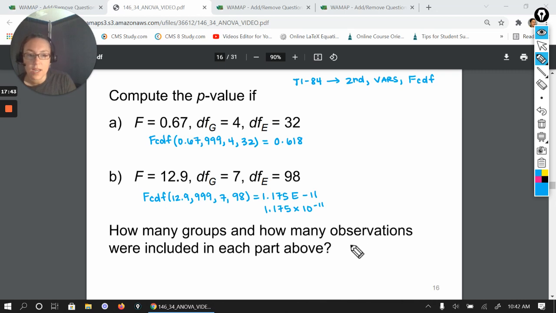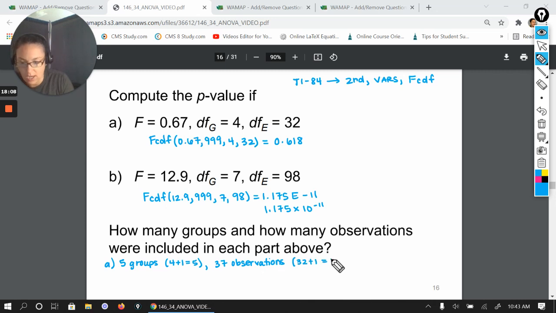How many groups and how many observations were included in each part above? Well, in part A, there were 5 groups, because if I take the degrees of freedom and add 1, I get 5. And there were 37 observations, because if I take the degrees of freedom 32 and add 1, I get 30.